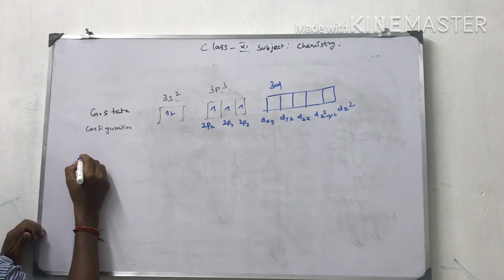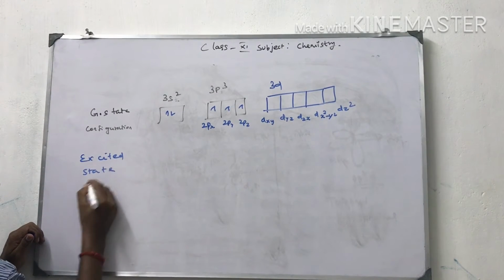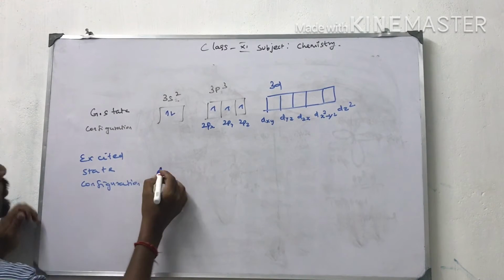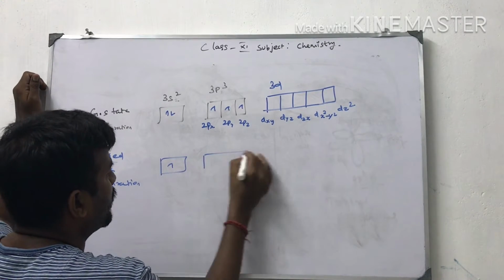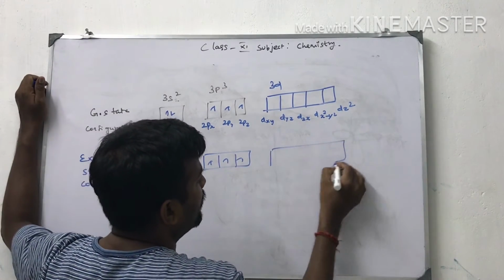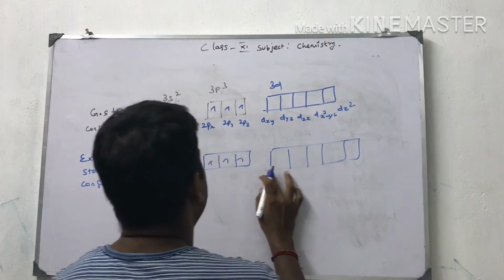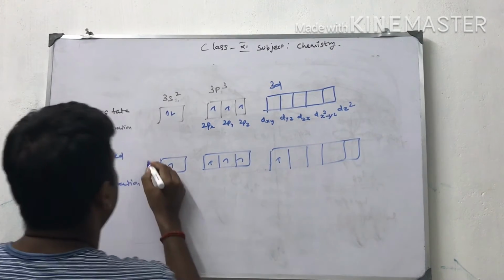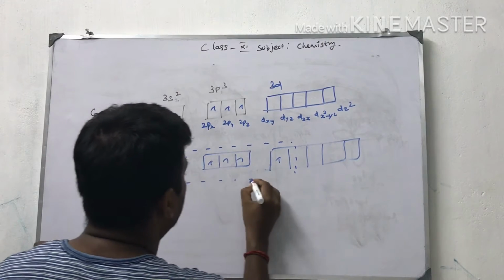Right now I am going to write the excited state configuration. One electron from the s orbital is promoted to the empty d orbital. According to Hund's rule, half-filled orbitals are more stable than paired ones. So these are all half-filled orbitals. How many half-filled orbitals are there? Five half-filled orbitals are there.